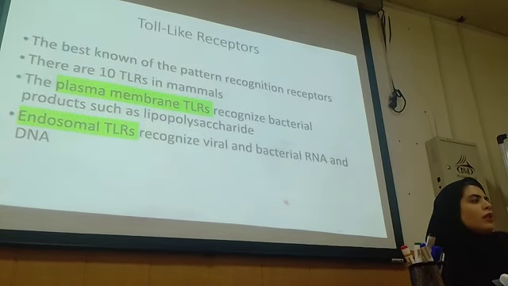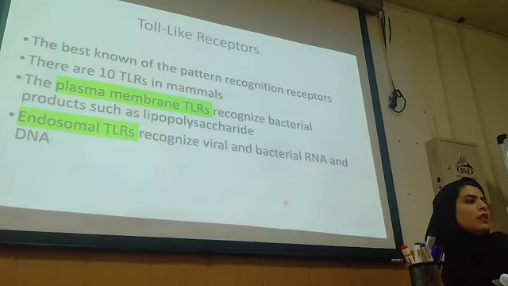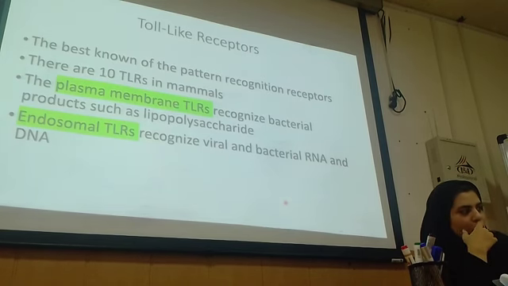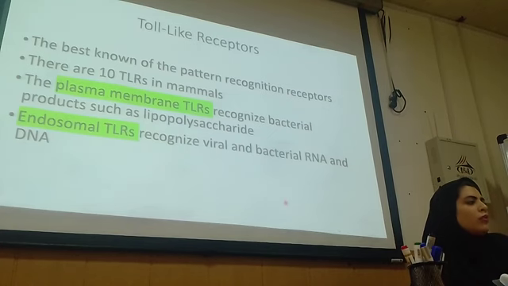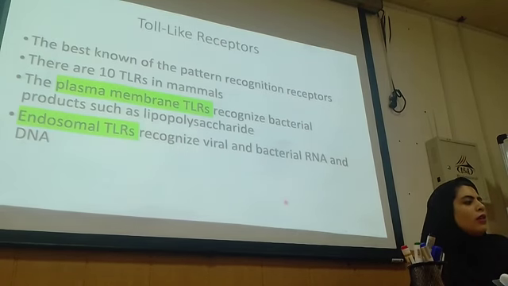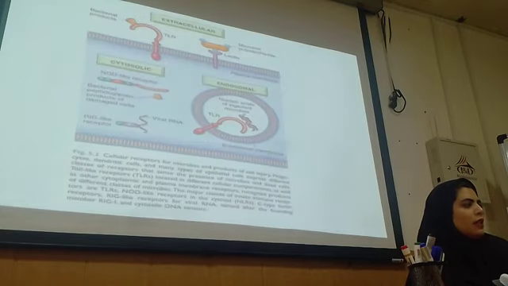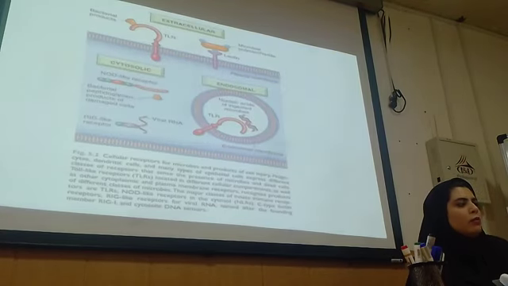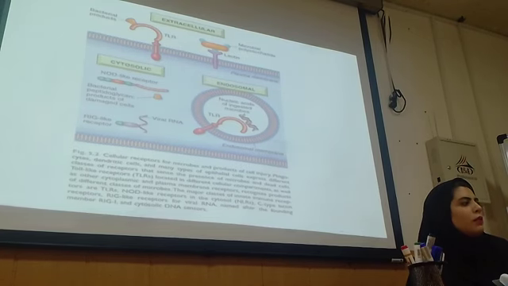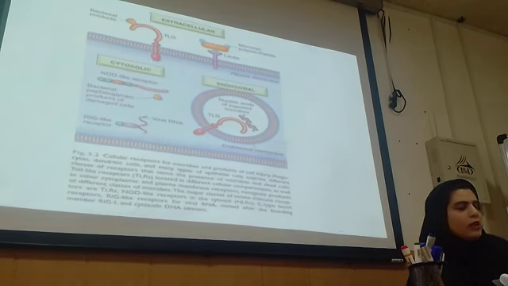Toll-like receptor is the best known of the pattern recognition receptors. We have 10 toll-like receptors in mammals. The plasma membrane toll-like receptors recognize bacterial products such as lipopolysaccharide. We also have endosomal toll-like receptors, which recognize viral and bacterial RNA and DNA. You can see here the toll-like receptor in endosomal form, and here in plasma membrane form.